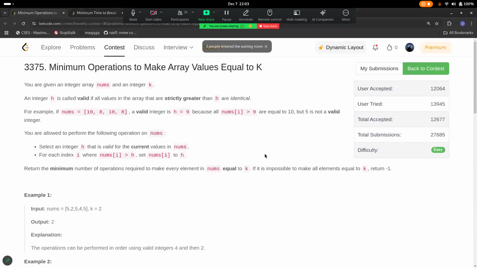So, the first question said minimum operations to make array values equal to k. In this question, we are given an array of integers nums and an integer k.